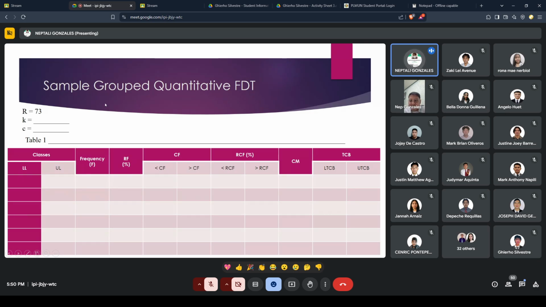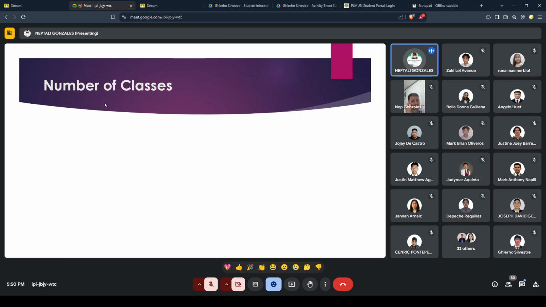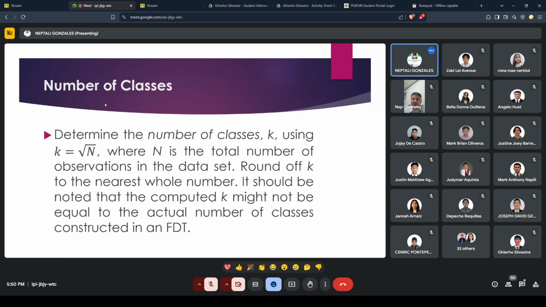So your K, or the number of classes. So to determine the number of classes K, we will use the formula K is equal to the square root of N, where N is the total number of observations in the data set. So round off K to the nearest whole number, and it should be noted that the computed K might not be equal to the actual number of classes constructed in an FDT.